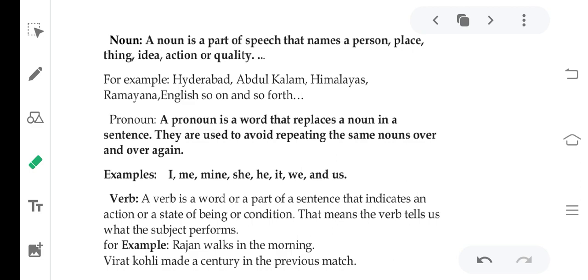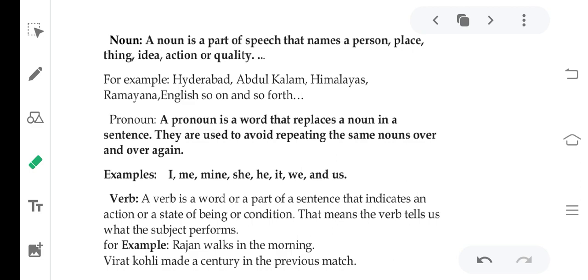This is the action verb, the action word. This tells us what the subject is doing. For example, Rajan walks in the morning. Rajan is a noun in this sentence, and what is he doing? He is walking. Can we say Rajan in the morning without a verb? No. That's why we can say the verb is the heart of English sentences.